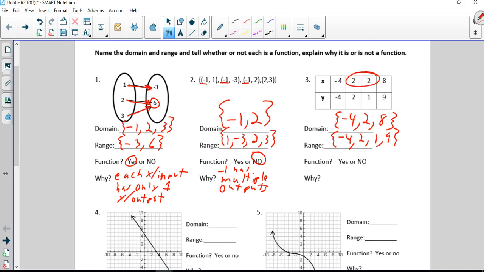Notice, 2 x's. So, one time 2 gives me 2, another time it gives me 1. So the answer is no. And again, you can be specific or general. You can say multiple outputs for one input, or you could say 2 has multiple outputs.